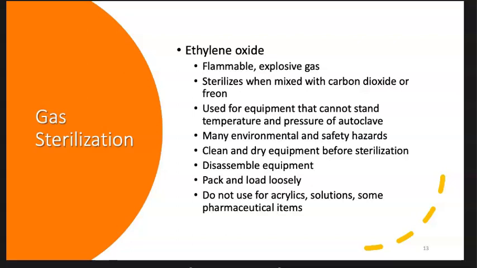Exposure times can vary. Some packs take as little as 48 minutes, and some packs or tubing can take several hours to sterilize. The gas diffuses through the instrument packs, killing organisms it contacts. An aeration period must occur to ensure that this ethylene oxide has been diffused from the packs.